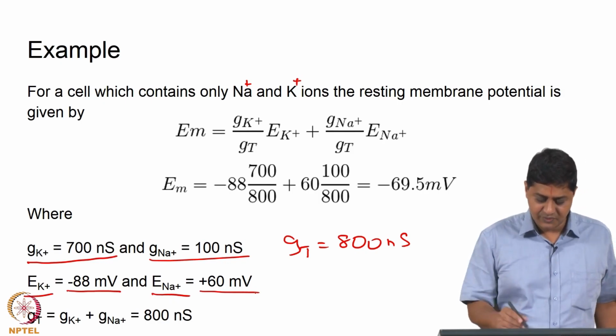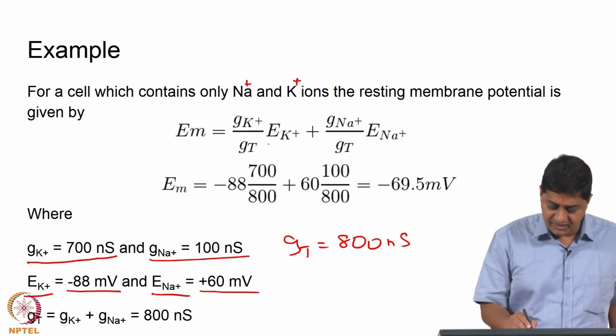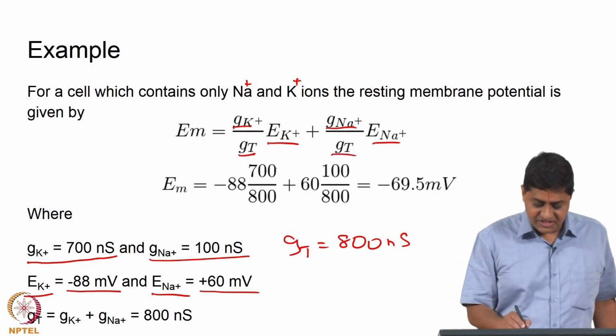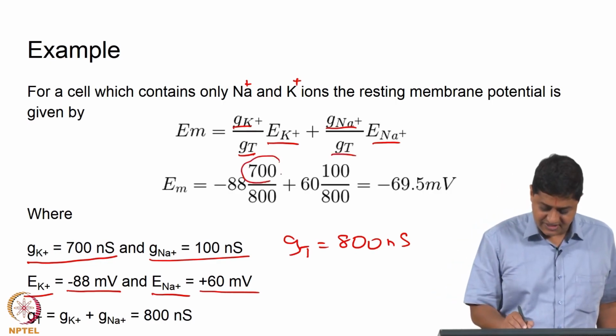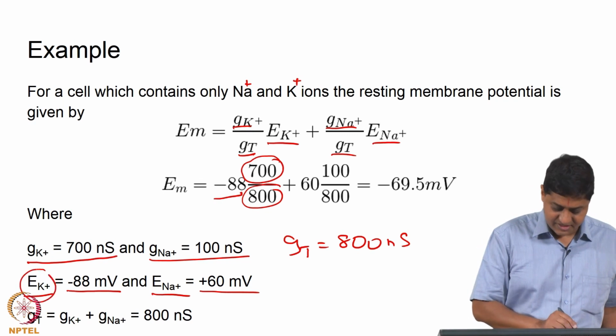This is the chord conductance equation. Let us suppose, since I know all these things, I know EK, I know ENa, I know GNa, I know GK, and GT is basically GK plus GNa, is it not? That is 800. Now I could actually substitute these values. So that is 700 by 800 multiplied by minus 88. What is minus 88? That is EK, is it not?